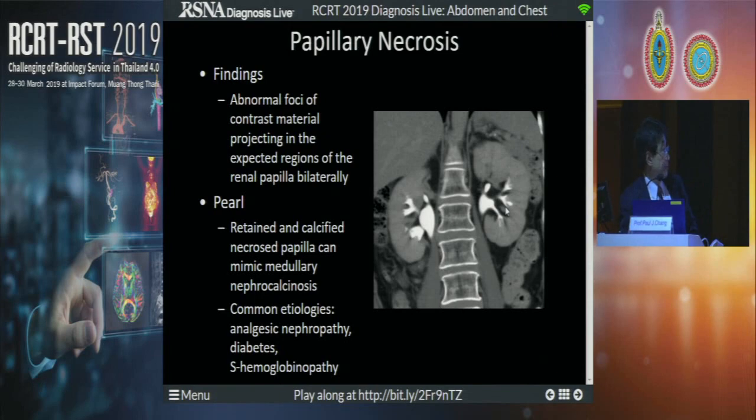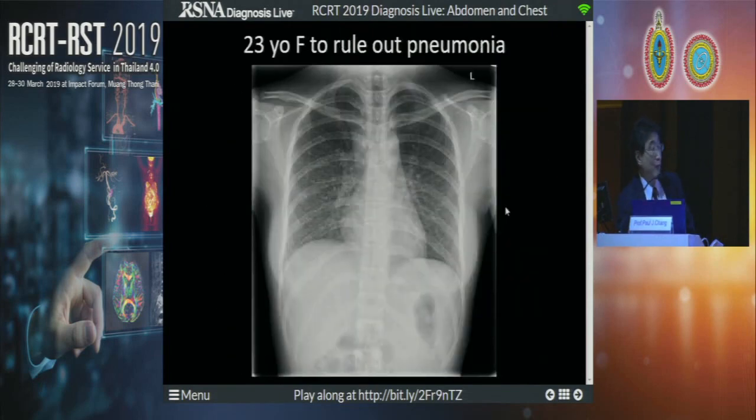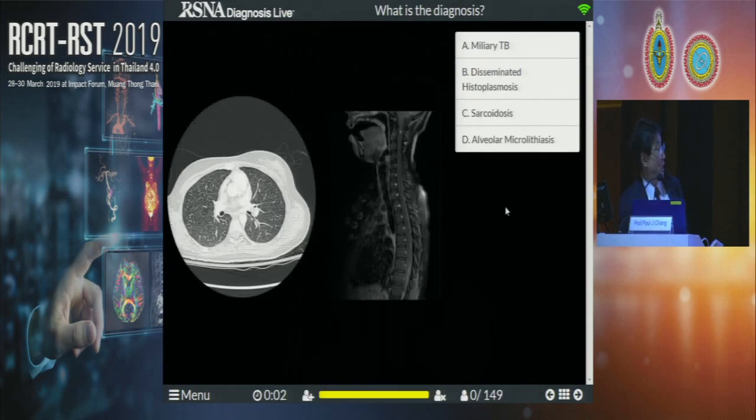Very good. Here's the second case. I'm going to first show you a frontal radiograph of a 23-year-old woman coming in to rule out pneumonia. And then I'm going to show you, if it works, the CT and a sagittal contrast-enhanced MR. And my question is, what is your diagnosis?